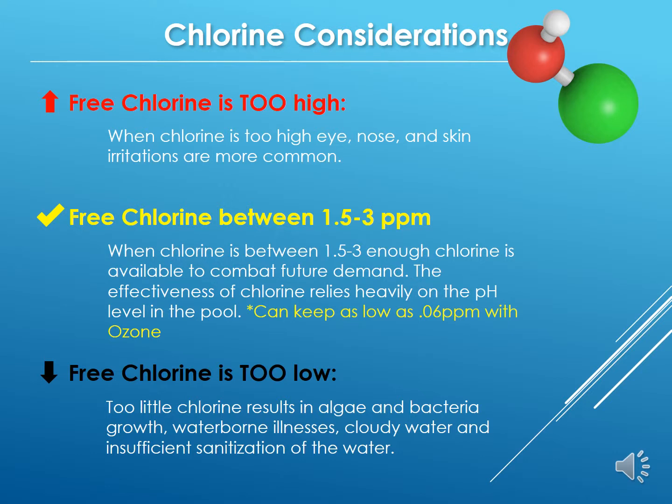Now remember, if you have an ozone or UV system, you can keep chlorine as low as 0.06 parts per million, just maintaining that little residual. That's significantly lower chlorine levels.